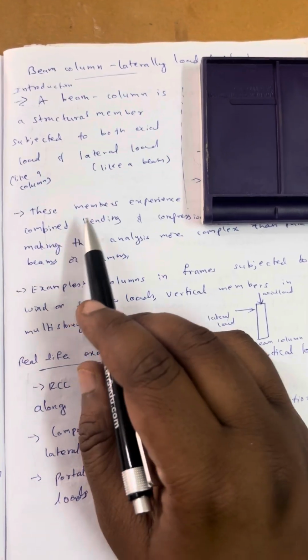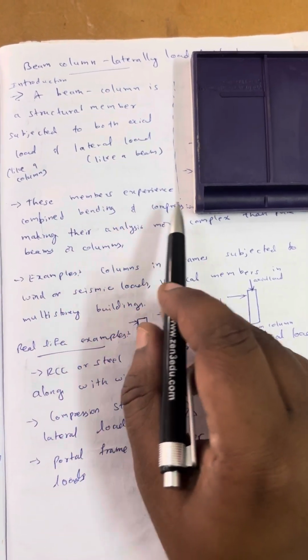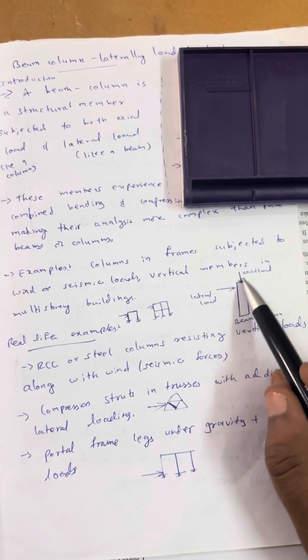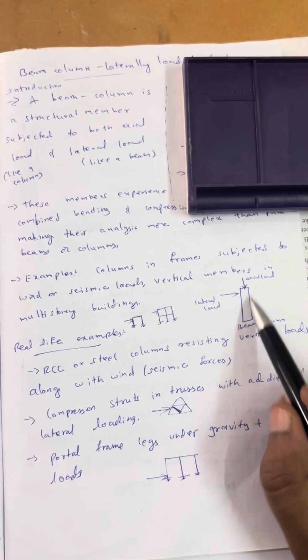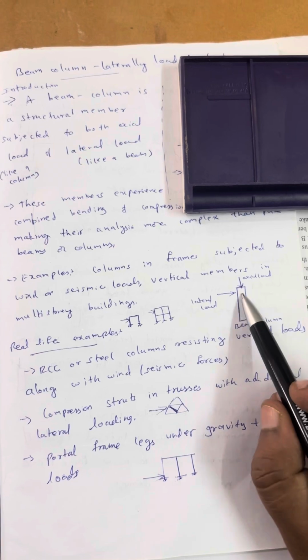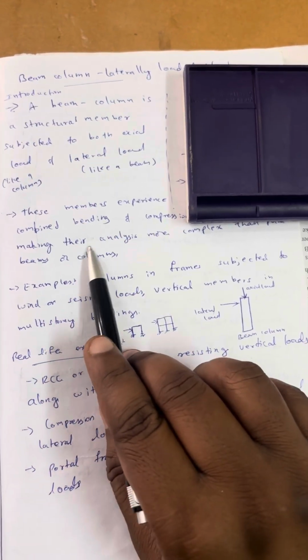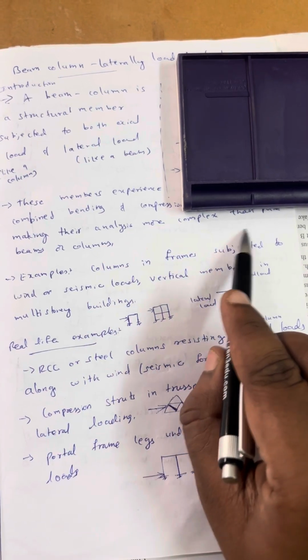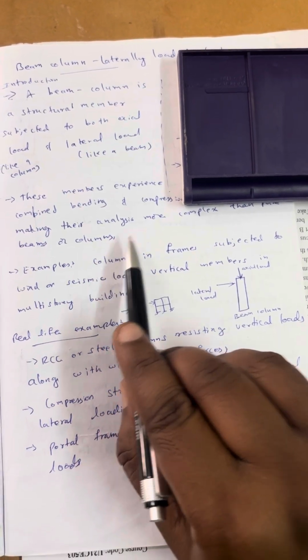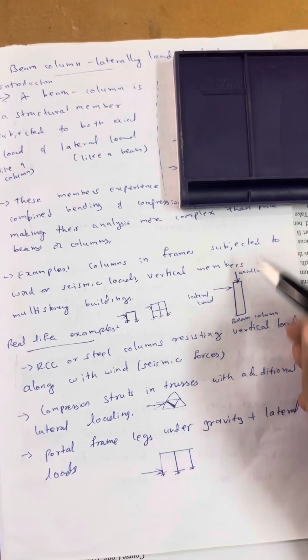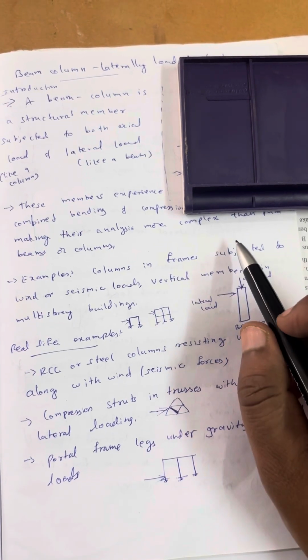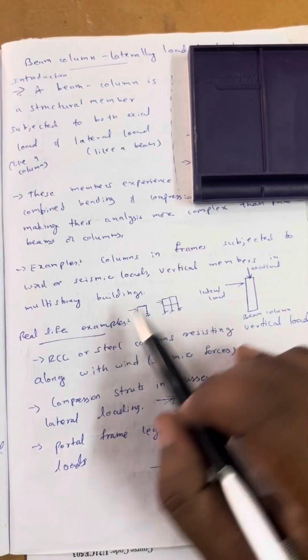These members experience combined bending and compression. Due to these loads, they experience both bending and compression, making their analysis more complex than pure beams or columns. So analyzing this type of beam column is a little more complex than pure beams or columns.